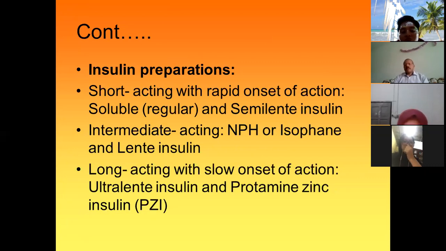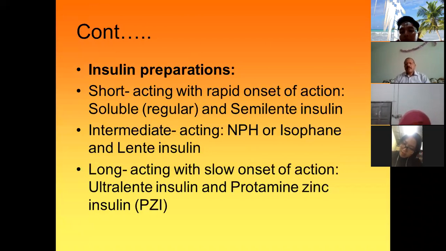Regarding the insulin preparations, we have three main types of preparation. This is based on the onset and duration of action. This classification depends on the onset of action, whether it is rapid or delayed, and the duration, whether it is short, intermediate, or long. Number one, short acting. Number two, intermediate acting. Number three, long acting.